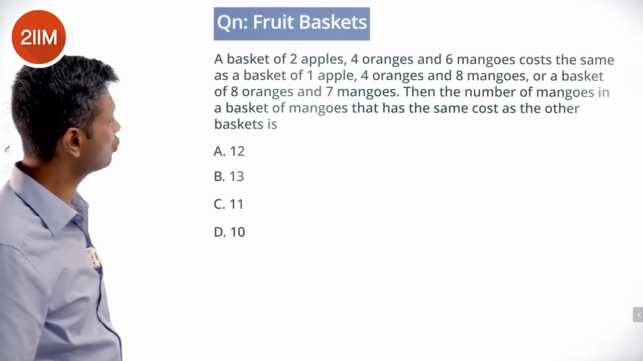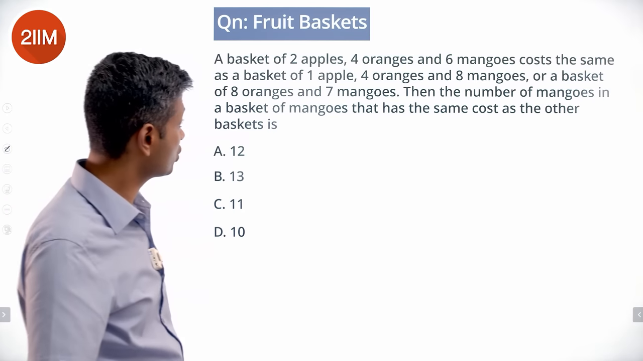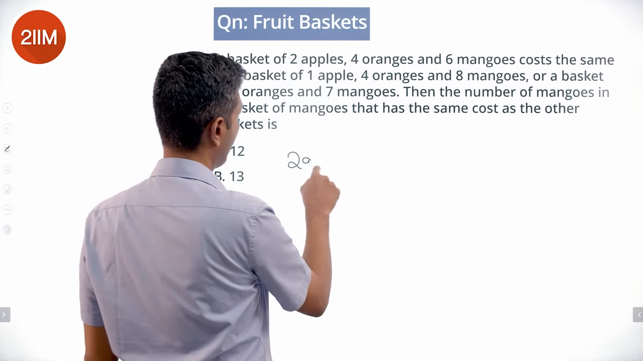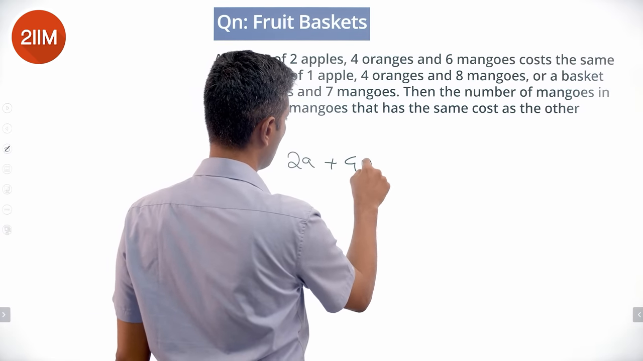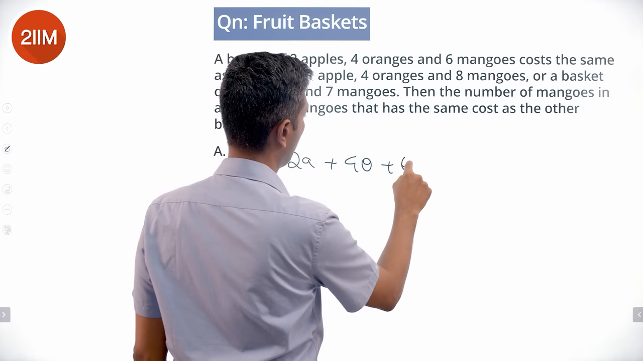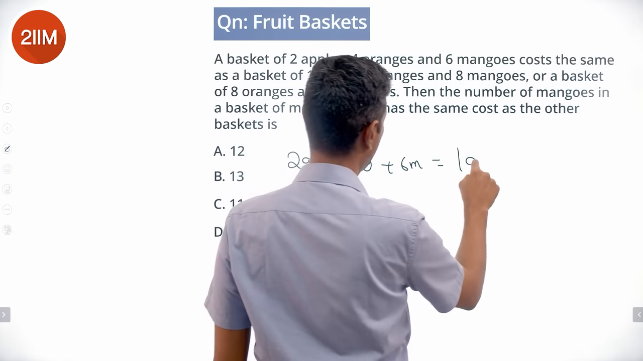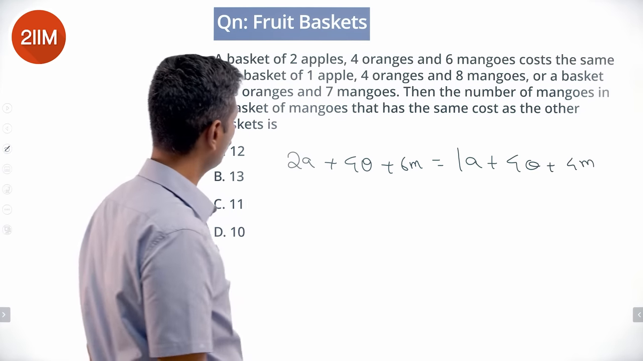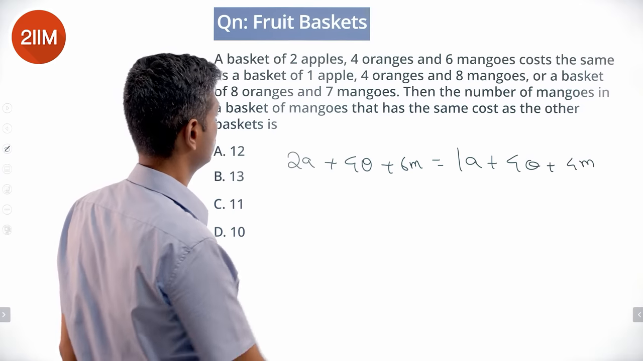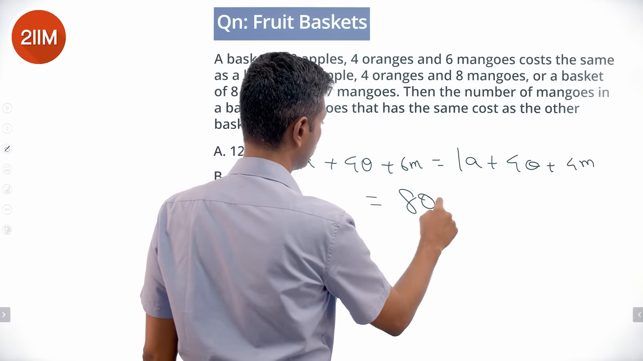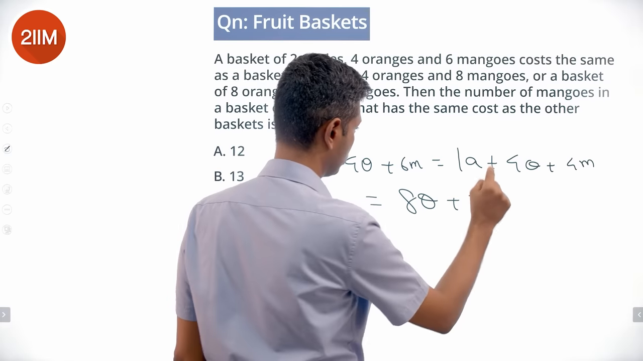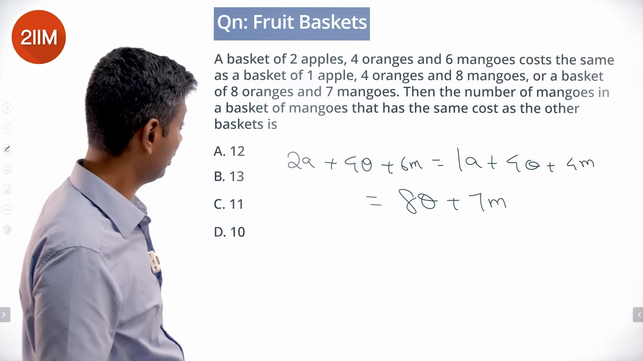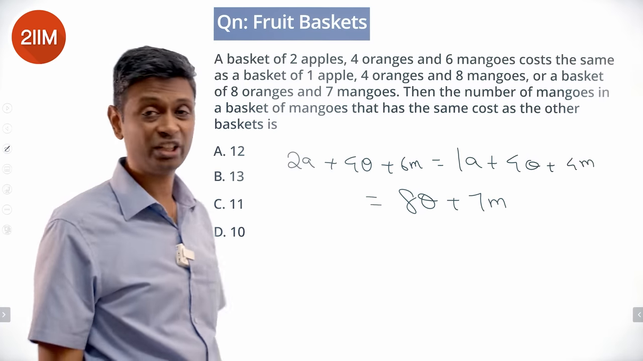A basket of 2 apples, 4 oranges and 6 mangoes costs the same as a basket of 1 apple, 4 oranges and 8 mangoes. 2A plus 4O plus 6M equals 1A plus 4O plus 8M. Or a basket of 8 oranges and 7 mangoes equal to 8 oranges plus 7 mangoes. Then the number of mangoes in a basket of mangoes that are the same cost as the other, we have to get each in terms of the other.